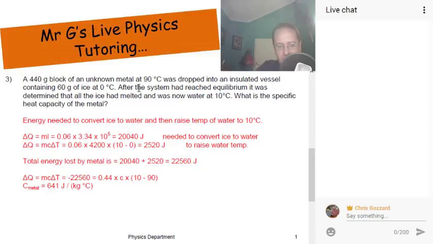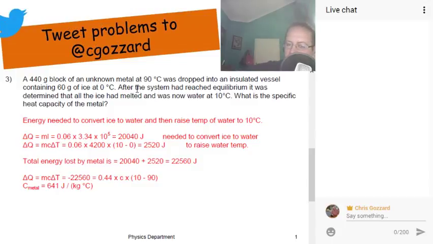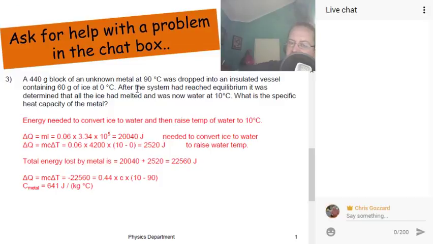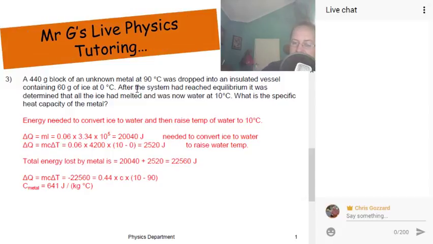Okay, the next one. We've got a 440 gram block of an unknown metal at 90 degrees C. It's dropped into an insulated vessel containing 60 grams of ice at 0 degrees. After the system has reached equilibrium, it was determined that the ice had melted and the water left is now 10 degrees. So what's the specific heat capacity of the metal?